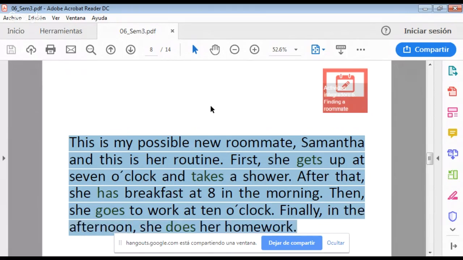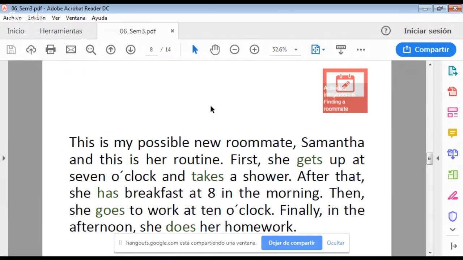¿Okay? Si se dan cuenta, aquí tenemos conectores muy importantes, que son los sequencers, los que dan secuencia. First, primero. After that, después de eso. Then, entonces. And finally, finalmente. ¿A qué nos va a ayudar? A darle secuencia a nuestro texto de manera cronológica. ¿Qué es lo que hace primero? ¿Qué es lo que hace después? ¿Y qué es lo que hace finalmente?